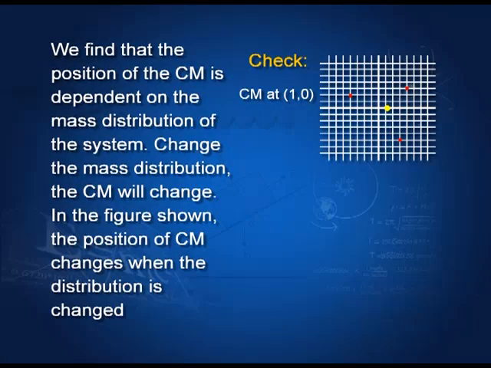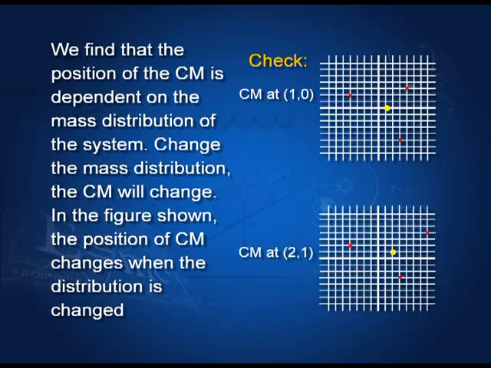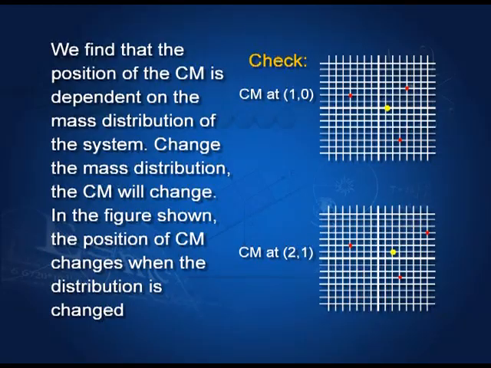Let us take another check. We have 3 particles here on this grid, and they have their coordinates. For example, this particle has x coordinate 5, and y coordinate 3, and so on. There are 3 particles, and if you calculate their center of mass, it would be this dark dot. Coordinates are 1, 0. If you change the distribution, if you take the same masses, the same particles, but now their coordinates are different, and therefore the center of mass now lies at a different point. The coordinates are 2, 1.